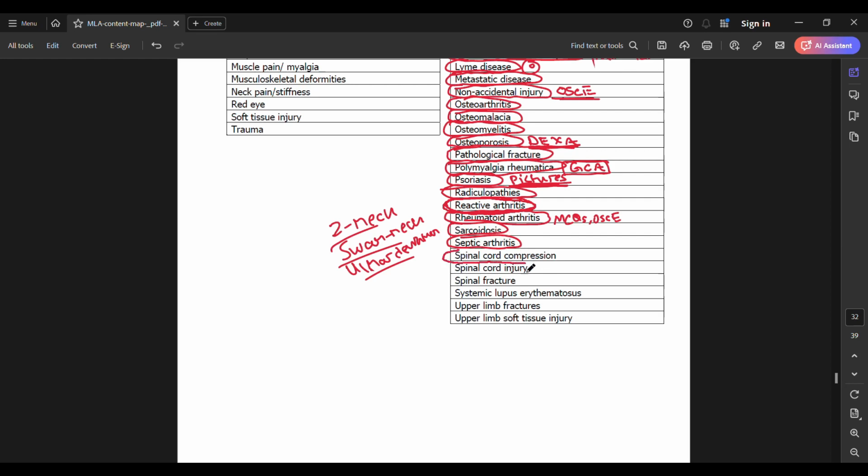Next, you have spinal cord compression. Again, now this is an emergency case, so you should know what you're going to do in the case of spinal cord compression and spinal cord injury as well. So know how to assess a patient for this, and just know what you're going to do in these cases. These are emergency cases. Next, you have spinal fracture. Look at x-rays of spinal fractures, okay, and familiarize yourself with that.